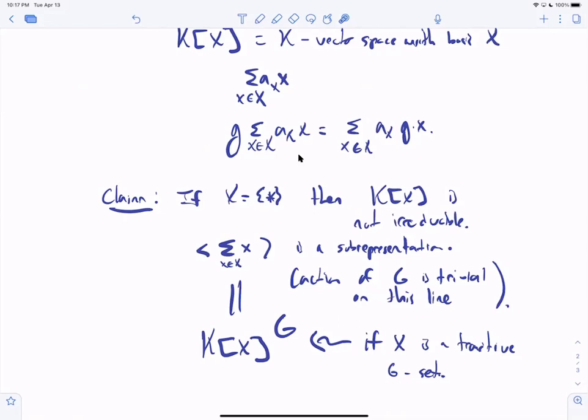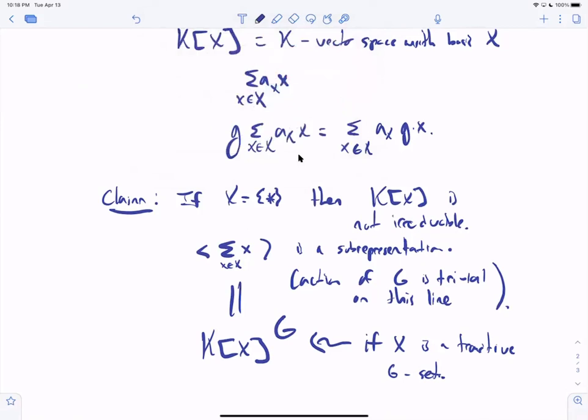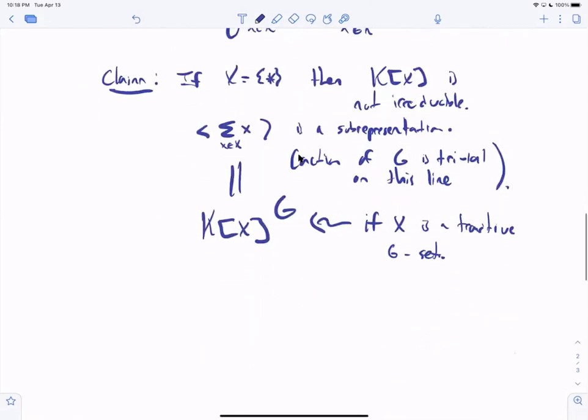Somehow this is telling you that the information you get by looking at a group action is refined in looking at the corresponding representation. Even though a transitive G-set is irreducible as a G-set, the representation you built out of it is not irreducible unless you start with a trivial G-set. Okay, so this is an interesting example.